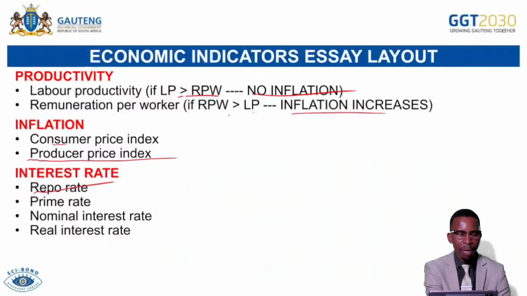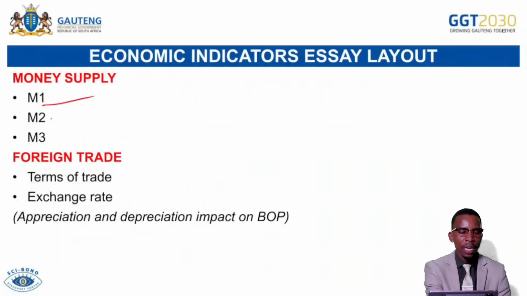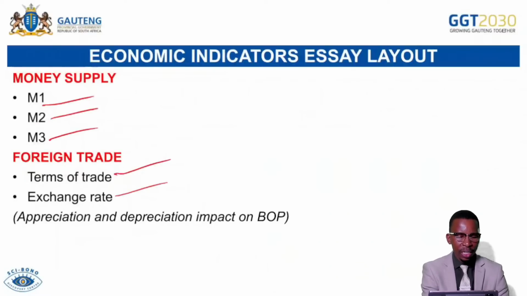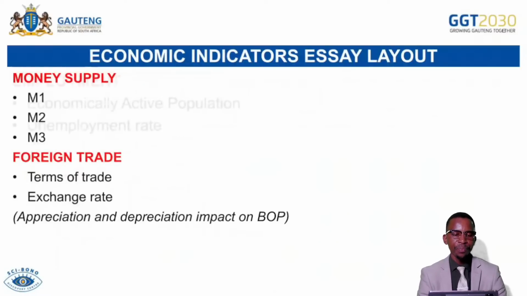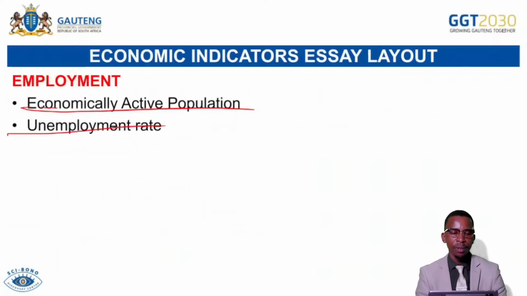Interest rate: repo rate, prime rate, nominal interest rate, and the real interest rate. And then money supply: M1, M2, M3. Foreign trade: terms of trade and exchange rate. And then appreciation and depreciation of the currency for the BOP. Employment: economically active population, as well as employment rate.